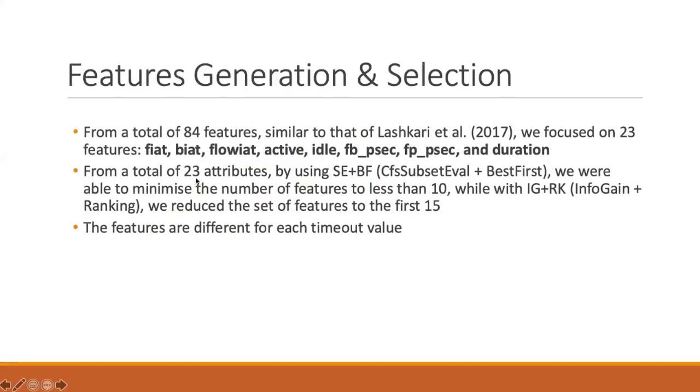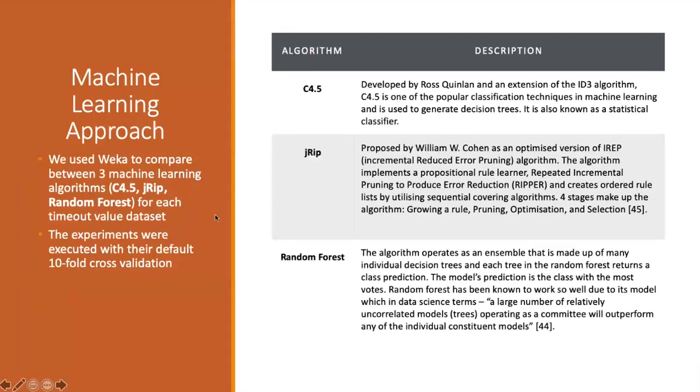Next step is the features generation and selection process. From a total of 84 features, we focused on 23 features. We used selection algorithms such as subset evaluation, best first to reduce it to less than 10, and infogain ranking to reduce it to the first 15 features. Here we have the machine learning algorithms that were chosen, which are C4.5, JRip, and random forest. The experiments were carried out in Weka and executed with their default 10-fold cross-validation.